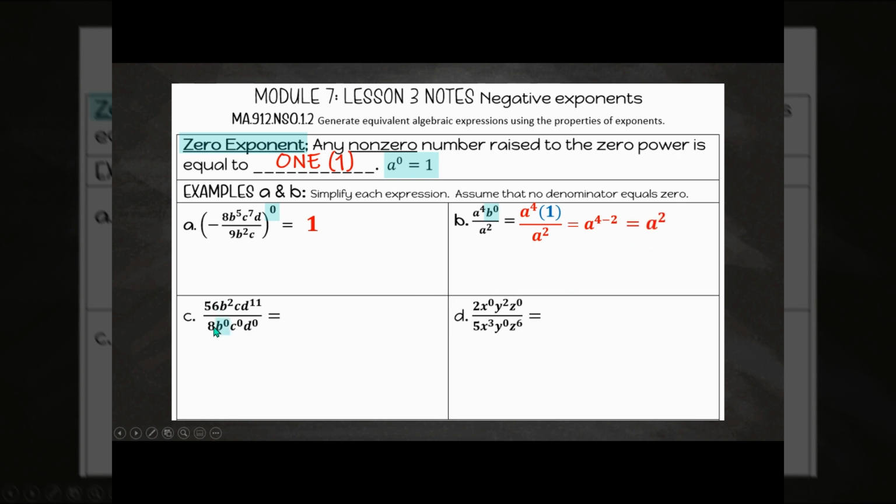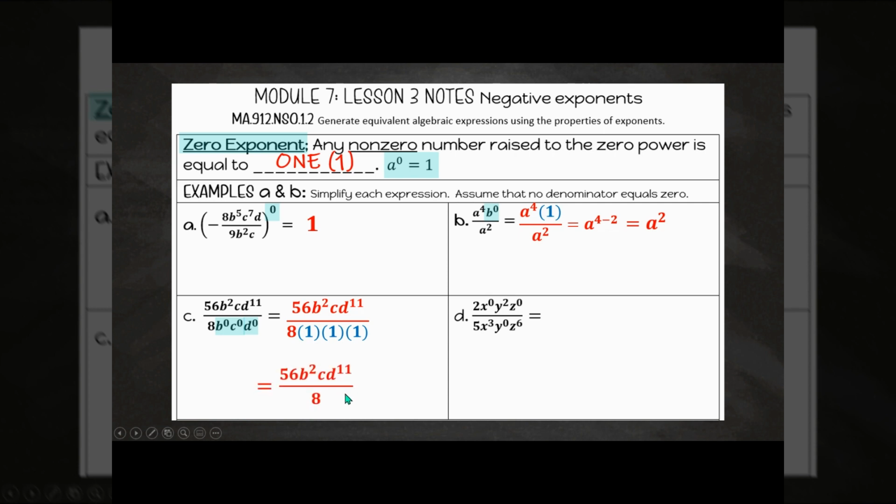Okay, here they have b to the 0 power down in this denominator. We have c to the 0 power down in this denominator and d to the 0 power. So those are all going to just simplify to be 1s. So we just have 56 divided by 8, b to the power of 2 over 1, c over 1, d to the power of 11 over 1.